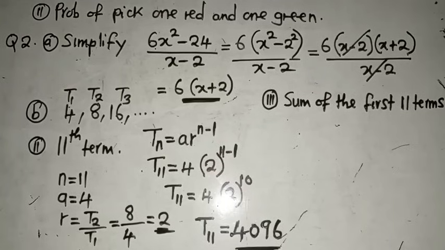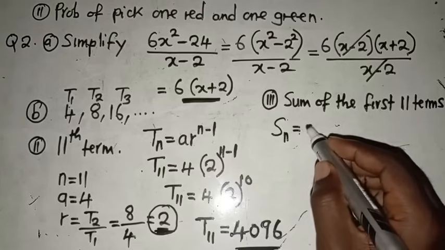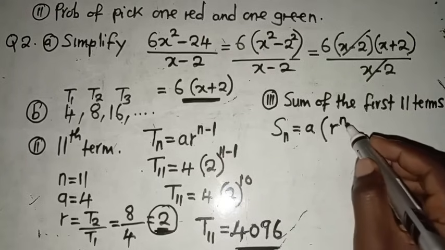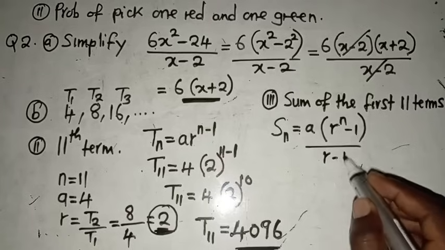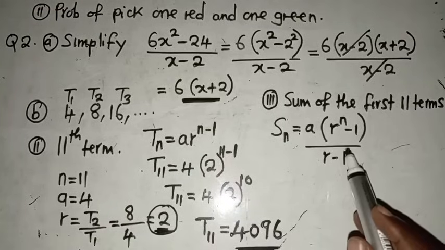For you to find the sum of the first 11 terms, there is something that you need to understand. If the common ratio is greater than 1, the formula we get to use is S_n = a(r^n - 1)/(r - 1). We get to use this particular formula if the common ratio is greater than 1.